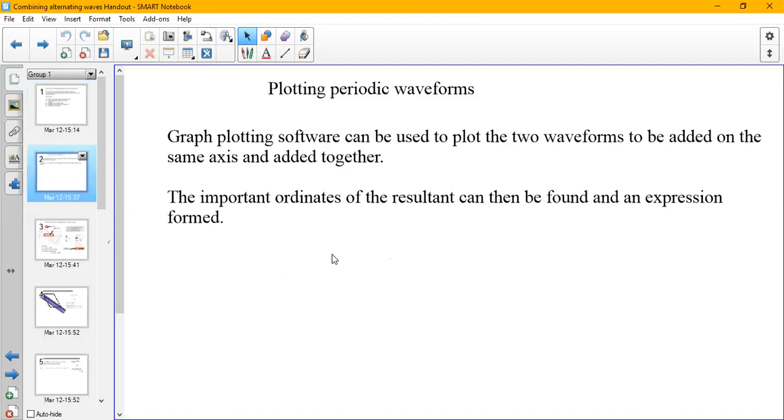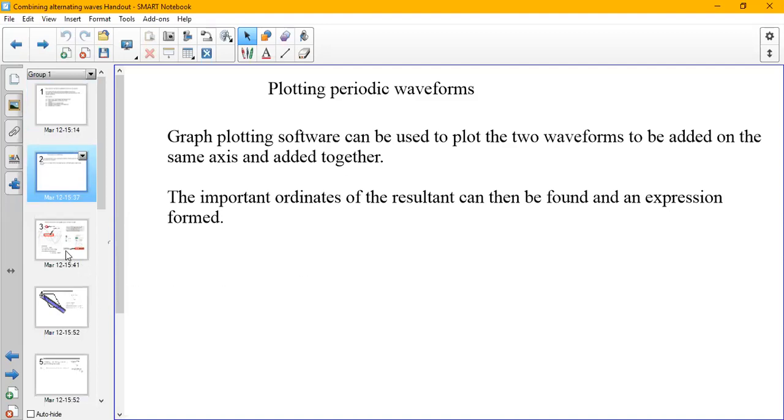First of all, I'm just going to talk through this at the moment, and then perhaps we'll have a go at it later. Graph plotting software. With software like the online Desmos, you can plot two waveforms separately and then add them together so they're on the same axis. Then you can look at the important ordinates: you can find the peak of the resultant by clicking on the graph, and you can find the phase shift.